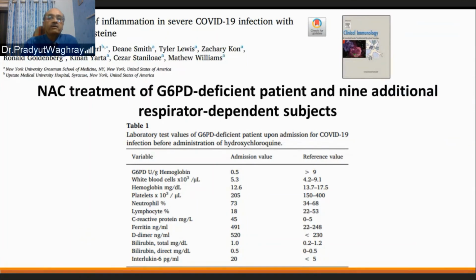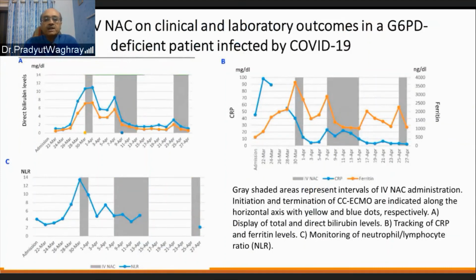The therapeutic blockade of inflammation in severe COVID-19 was again studied with intravenous N-acetylcysteine, first in G6PD deficient patients, where you cannot give hydroxychloroquine, and also in those without G6PD deficiency. The parameters studied were the inflammatory markers like C-reactive protein, ferritin, D dimers, then the NLR, that is neutrophil lymphocyte ratios. And if you see the gray shaded areas here, they represent the intervals of intravenous NAC administration.